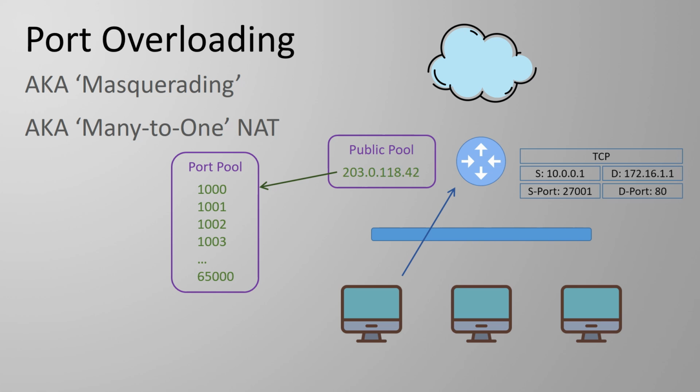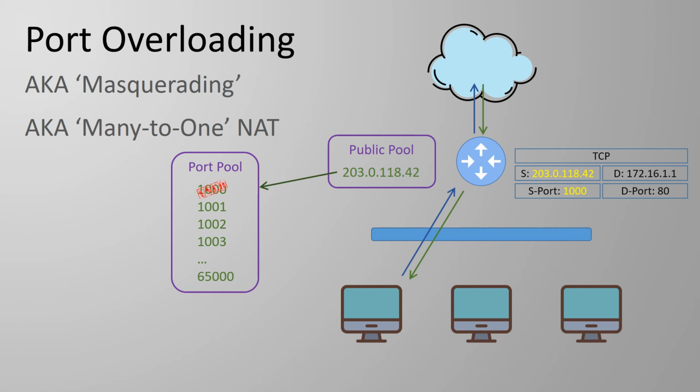Now think of the first workstation accessing the internet. It sends a packet to the router, which contains the source and destination IP and port numbers. The router will rewrite the source IP with the public IP address, and it will also rewrite the source port with a port from the pool. The router keeps track of which ports have been used and which workstation is using them. This way it knows where to send return traffic.